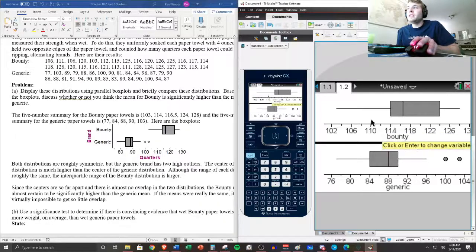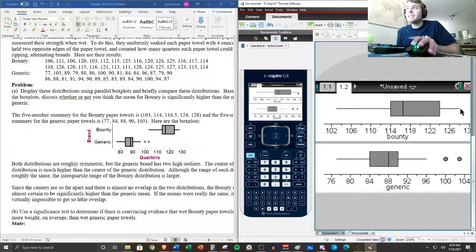Now to go between these, we have to click using that touchpad. Also, we want these to be on about the same scale. So the max here is 128. So let's make the max 130. The max here is 103. So 130 is going to be our upper boundary. The minimum here is 77. So let's make the minimum like 70. So 130 is the max, 70 is the minimum.